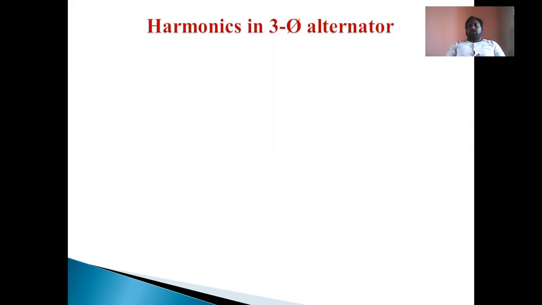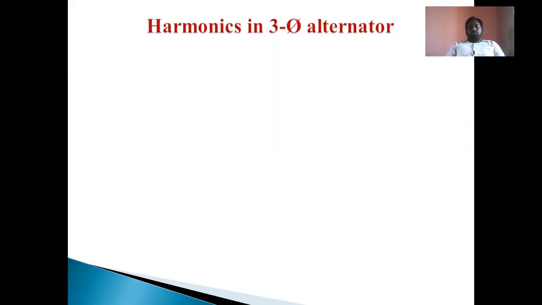That means why the harmonics are developed in a three-phase alternator, at which locations harmonics are developed in the three-phase alternator, how to eliminate those harmonics, and how to represent those harmonics.